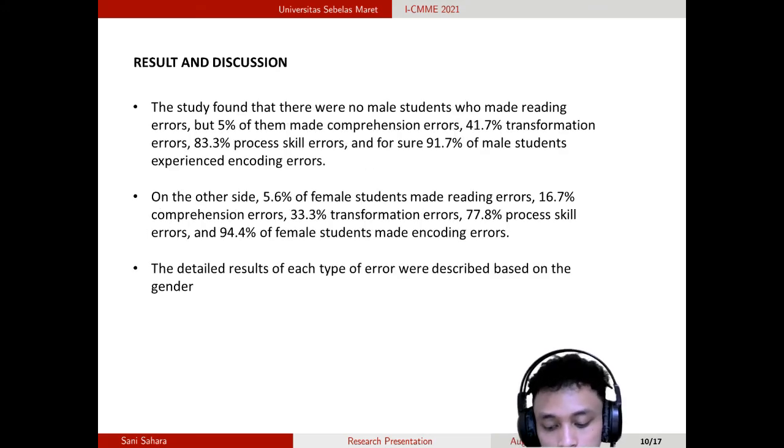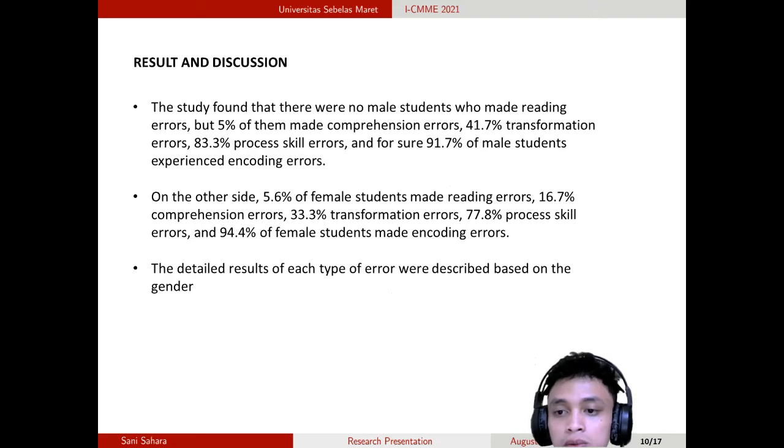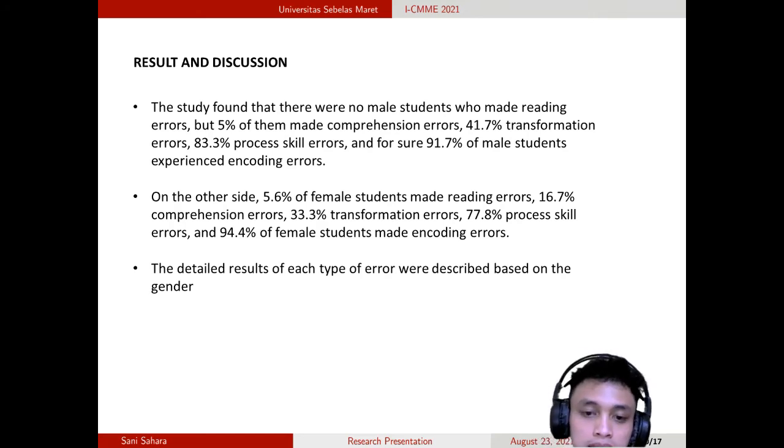Next is the result and discussion. The study found that there were no male students who made reading errors, but 5% of them made comprehension errors, 41.7% transformation errors, and 83.3% process skill errors. And for sure, 91.7% of male students experienced encoding errors.